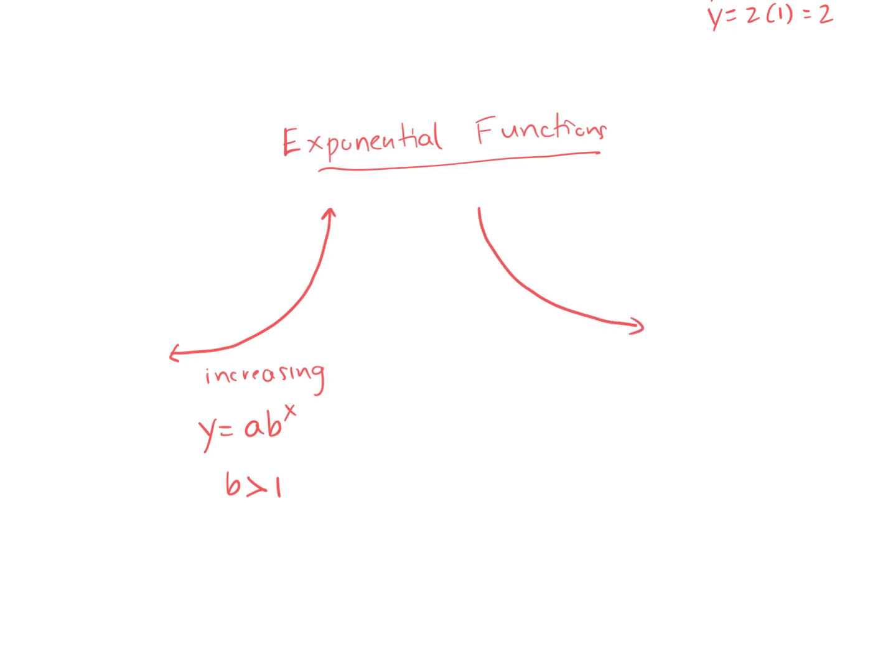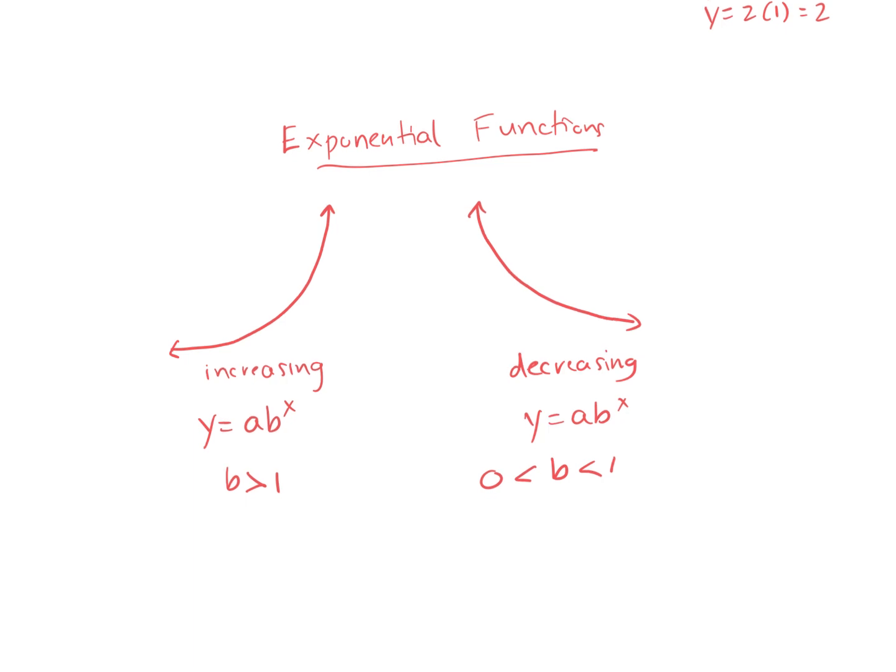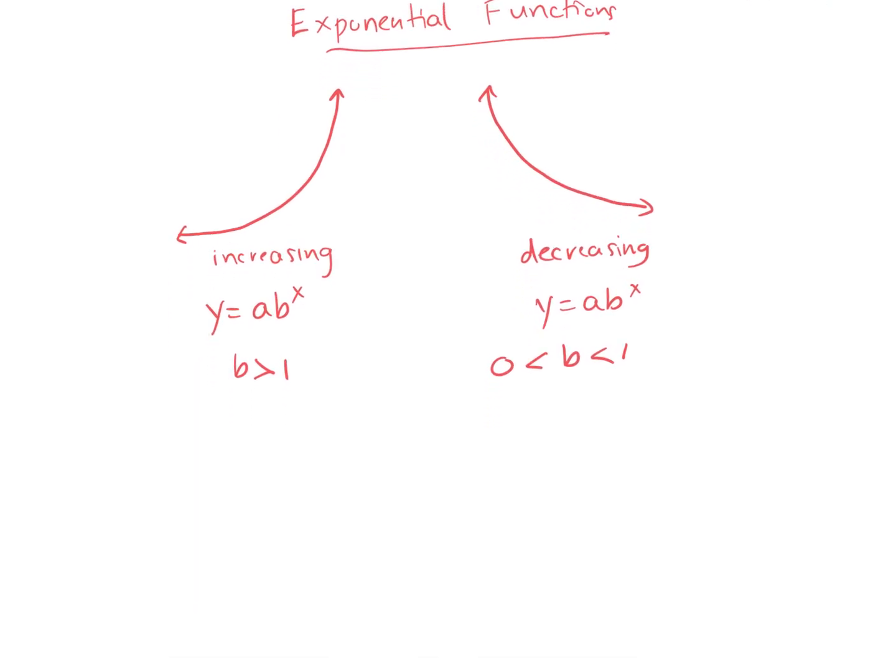If the graph goes down, which means it's a decreasing function, and we have the equation ab to the x, b is going to be less than 1. But greater than 0, it's not going to be negative, but it'll be a number between 0 and 1, which is a fraction or a decimal. The y-intercept of exponential functions is always at 1, unless we stretch it or shift it.